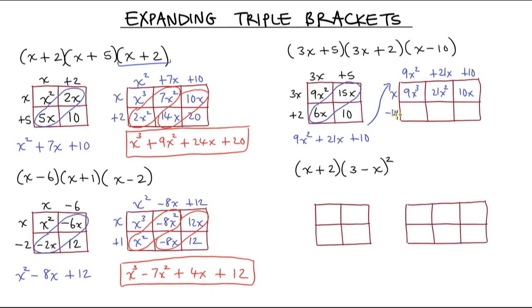9x squared times negative 10 is negative 90x squared. I can just about fit that in. And then negative, so this is going to be a large number, 210x, that's right. And then these two terms multiplied together will be negative 100.